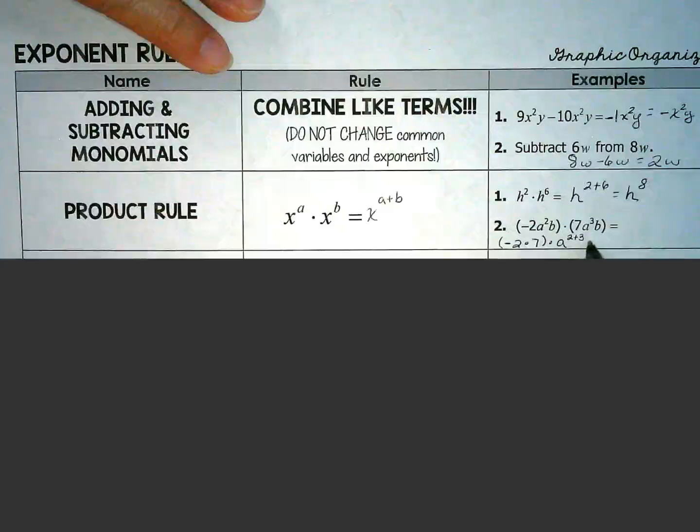And then I'm going to deal with my b's. So it's times b. And these are really b to the 1st and b to the 1st. So it's 1 plus 1. We just don't always write that. So let me finish my math. -2 times 7 is -14. And then a becomes 2 plus 3, or a to the 5th, and b is b to the 1 plus 1, which is 2, which gives us our answer, -14 a to the 5th times b squared.